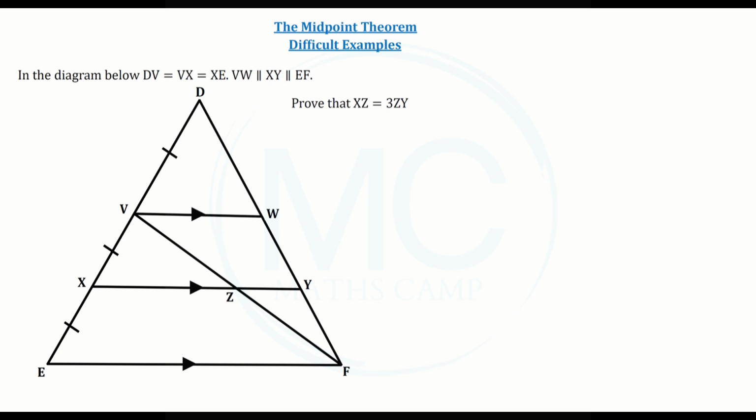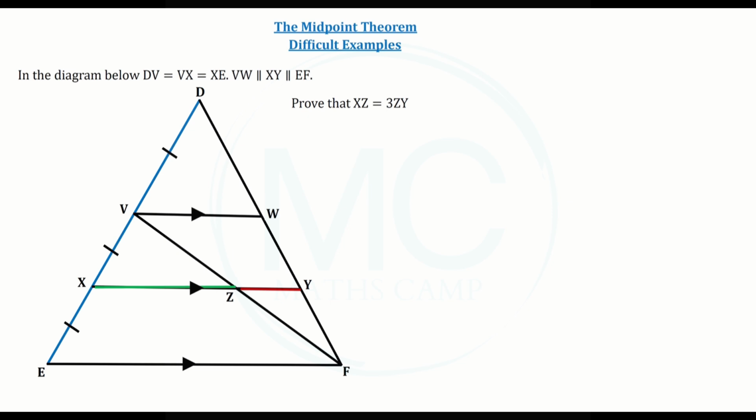Now, ZY is a small section. Let's mark it in red. And XY lies next to it. So let's mark this in green. Both XZ and ZY make up the longer line XY. But the side DE, let's mark it in blue, is broken into 3 equal pieces: DV, VX, and XE.